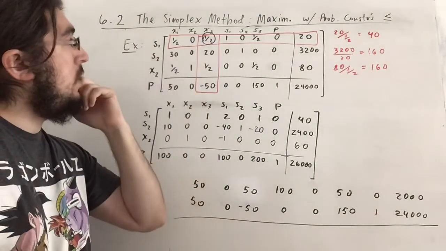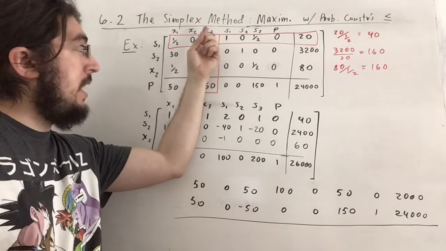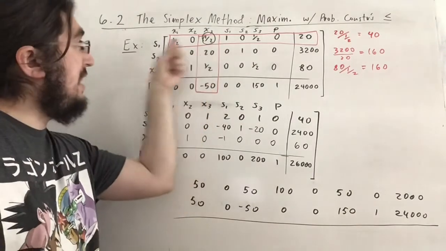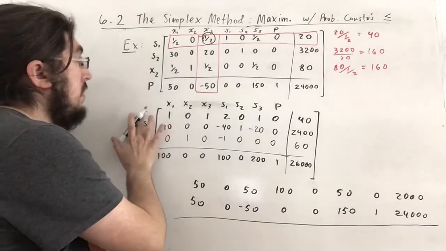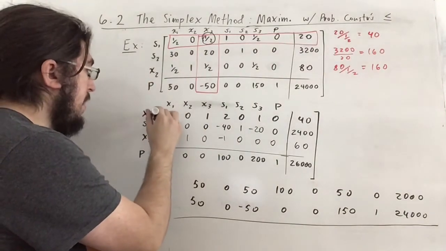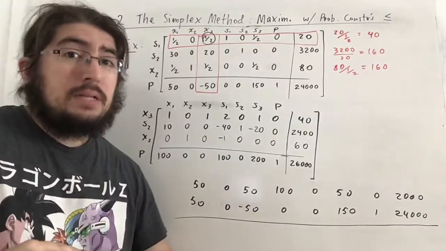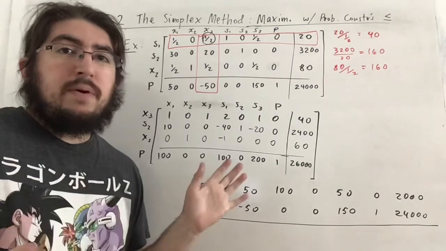And now we have actually completed our pivoting process for this column, for this entry. So what does that mean? Well, x3 entered and exited through the first row. So this is now x3. And we are actually completely done. We've done all of the pivoting we needed to do.